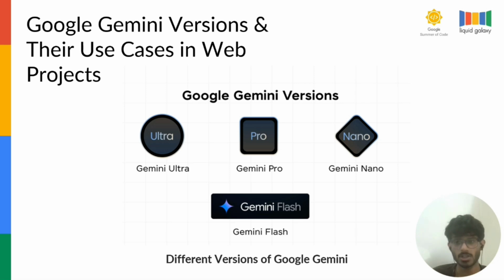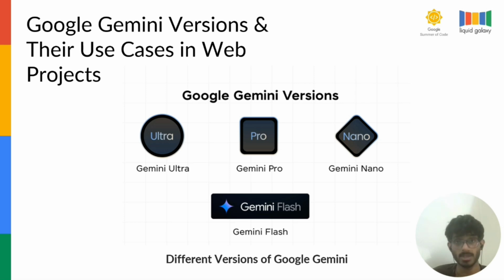This is the balanced version that offers more advanced AI capabilities. It is designed for developers who want to integrate AI-driven features into web applications, such as personalized content, recommendation, natural language processing, and intelligent automation. So next is Gemini Ultra.